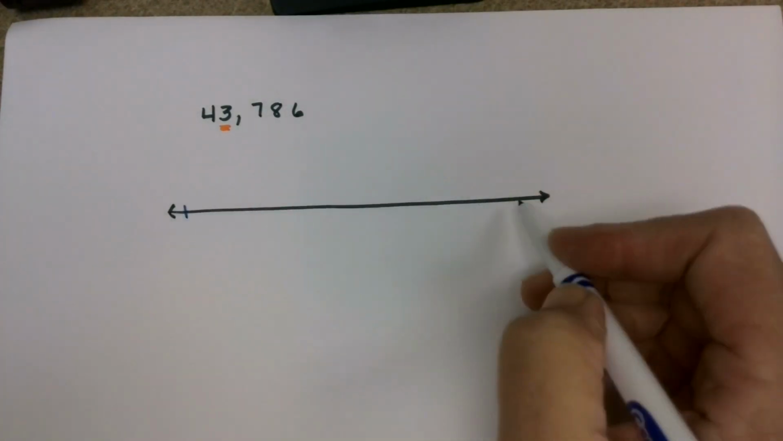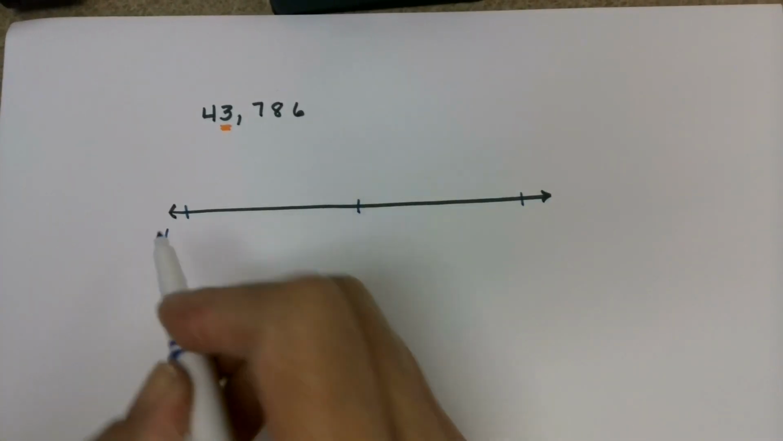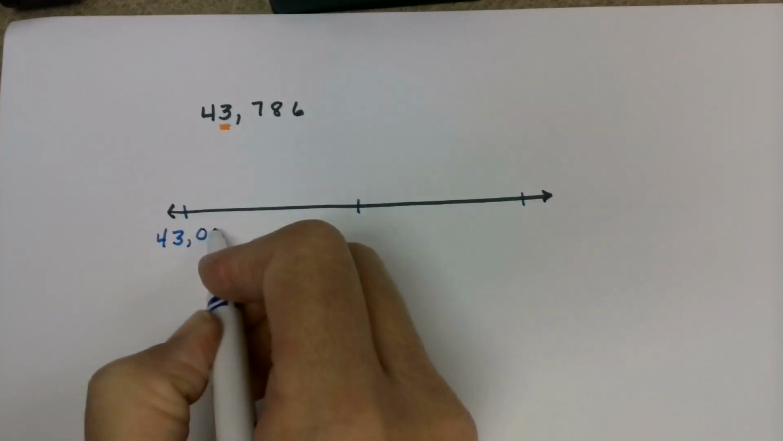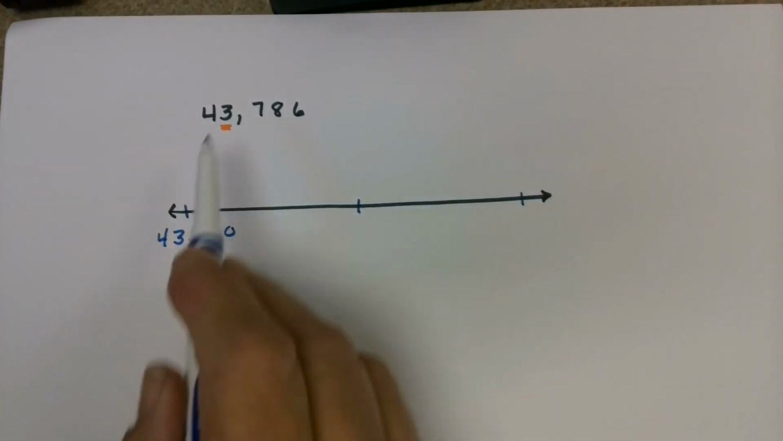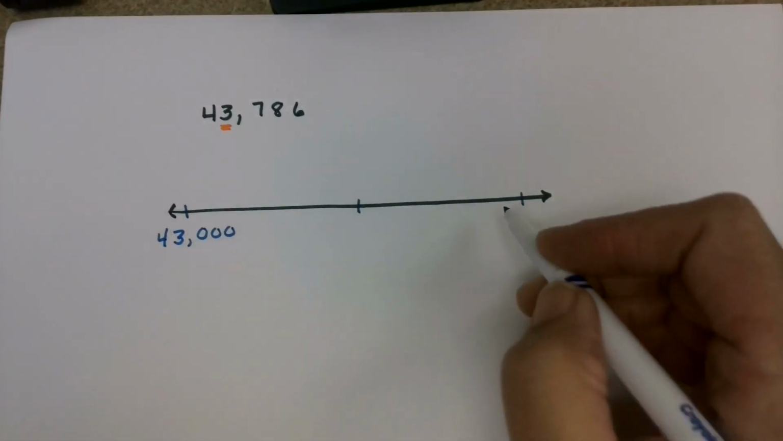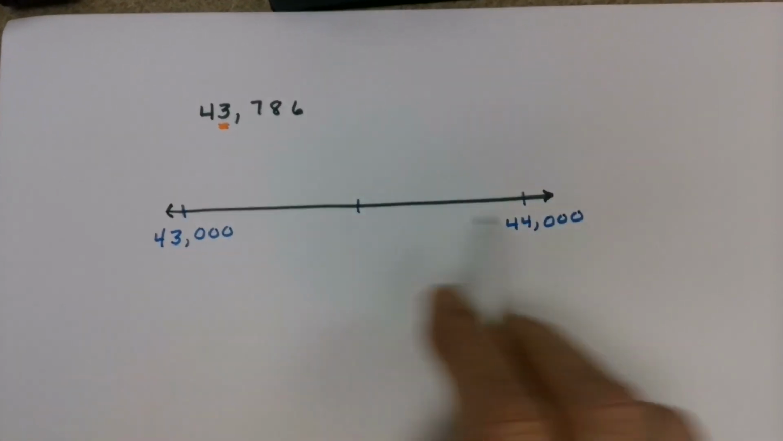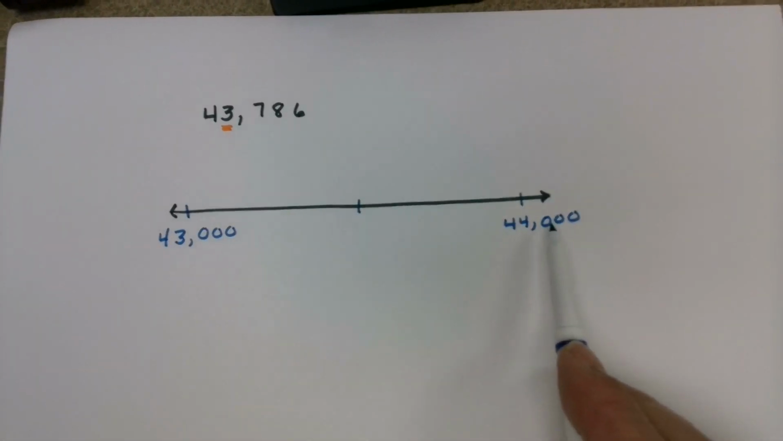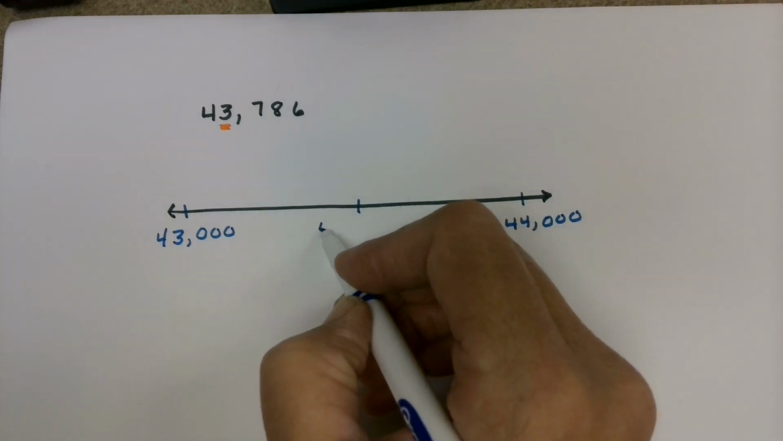I want to put my two endpoints and a midpoint. Anything to the left stays the same. The underlined digit stays the same. Everything else turns into a 0. So my low estimate is 43,000, and one more 1,000 is 44,000. So those are my two endpoints. I know that this number falls between 43,000 and 44,000. My midpoint, I know that half of 1,000 is 500. So my midpoint's going to be 43,500.